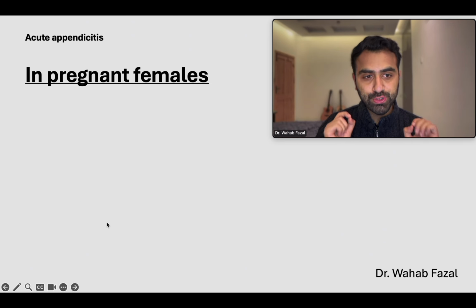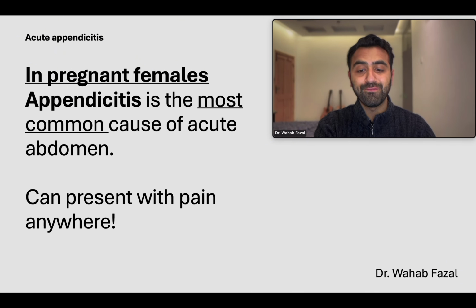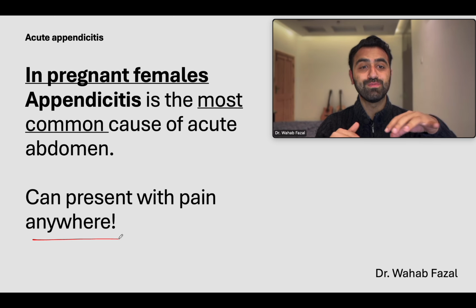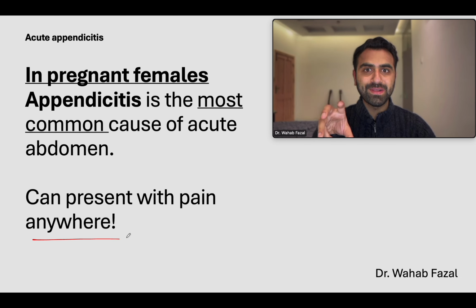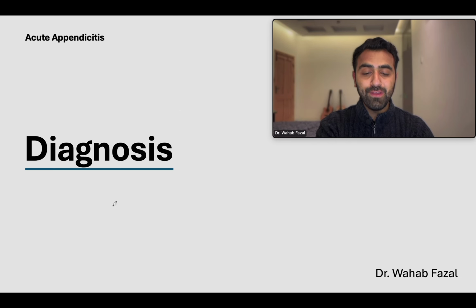Now I'm going to also take this opportunity to tell you that appendicitis is the most common presentation of acute abdomen in pregnant females, and it can present with pain anywhere in the abdomen. Why? Because the gravid uterus is pushing the appendix or the colon into different positions. This could present with right upper quadrant pain or left upper quadrant pain. Therefore, you might have a very vague presentation of appendicitis in a pregnant female. But remember, this is the most common cause of acute abdomen in pregnant females. Now let us talk about the diagnosis of acute appendicitis.